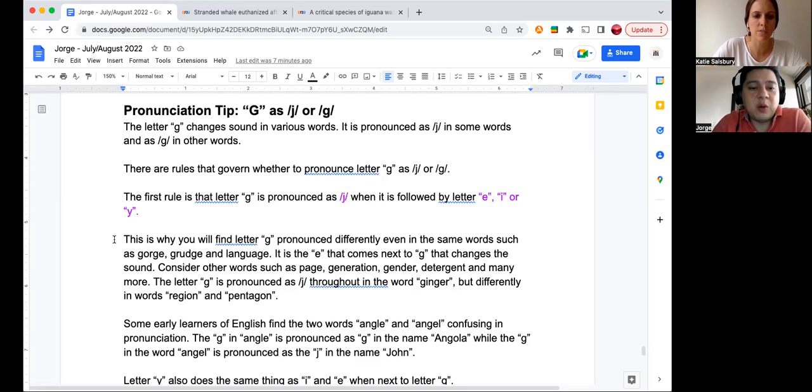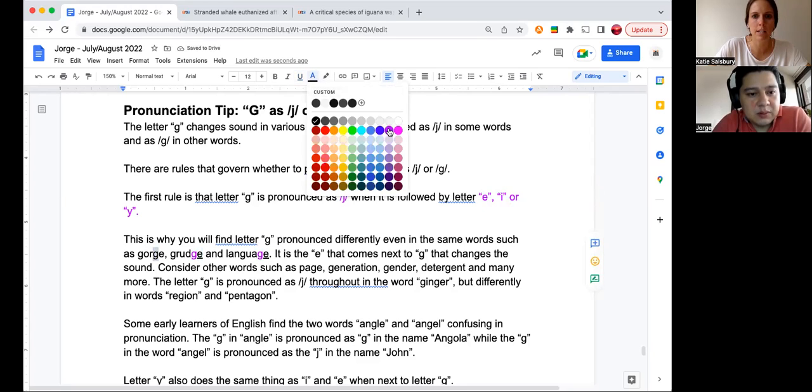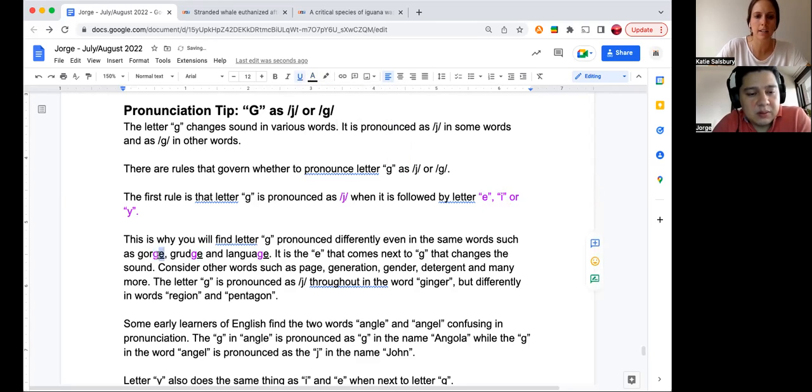language. Okay, real quick, pause for a second. So definitely this is language. Okay? So here we have two things going on. This one is pronounced as a J because it is followed by an E. That's the rule. This one is also pronounced as a J because it's followed by an E. And this one too is pronounced as a J because it's followed by an E.